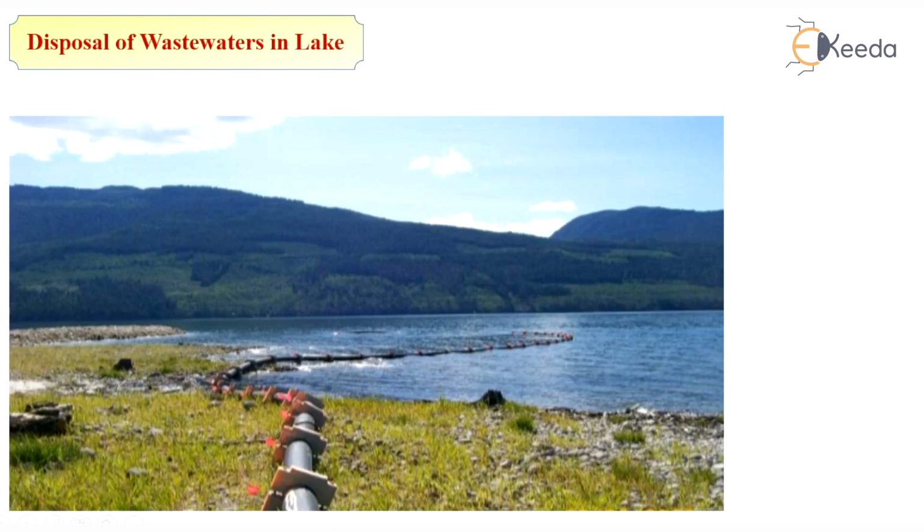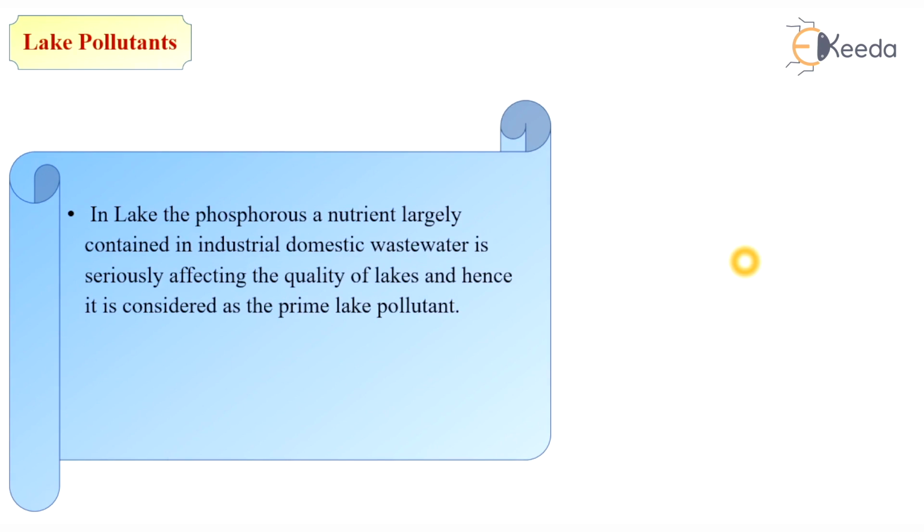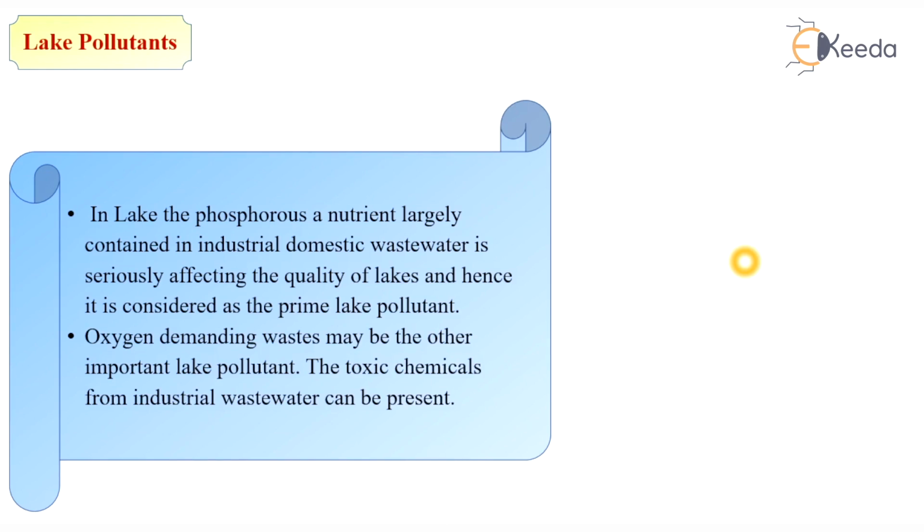So while we are discharging untreated or treated sewage into the lake, we consider its depth and its surface area. Lake pollutants: in a lake, the phosphorus or nutrients largely contained in industrial and domestic wastewater seriously affect the quality of the lake, and hence phosphorus is considered the prime lake pollutant. Oxygen demanding waste may be the other important lake pollutant. Toxic chemicals from industrial wastewater can also be present.